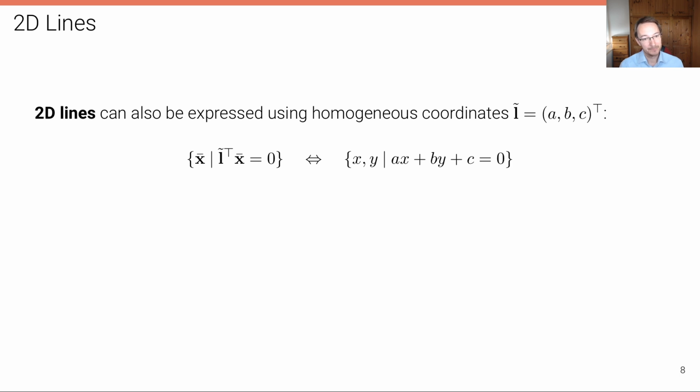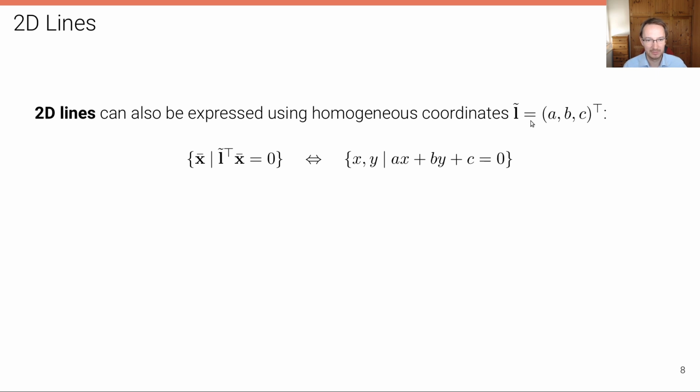Now, given this homogeneous representation of points, we can also express 2D lines using homogeneous coordinates. If we want to express a 2D line using homogeneous coordinates, we also write l tilde. We're always using bold symbols, by the way, to denote vectors, bold lowercase symbols. We use bold uppercase symbols to denote matrices, and we use non-bold symbols to denote scalars.